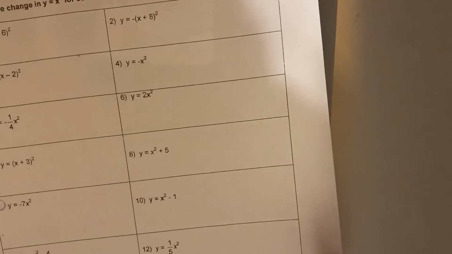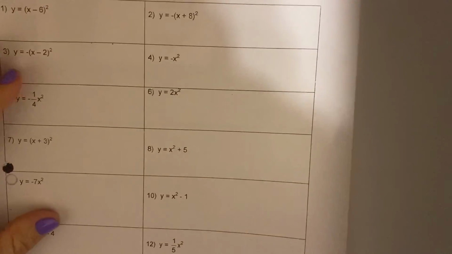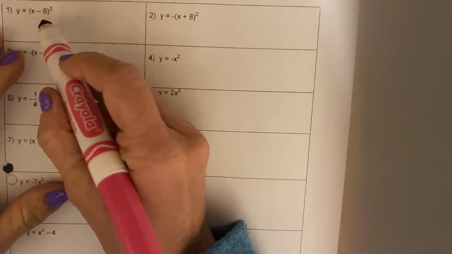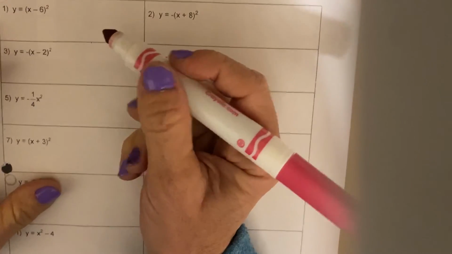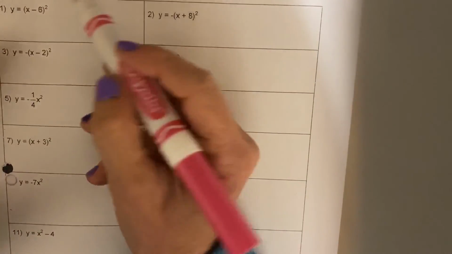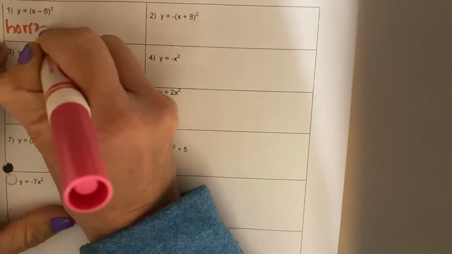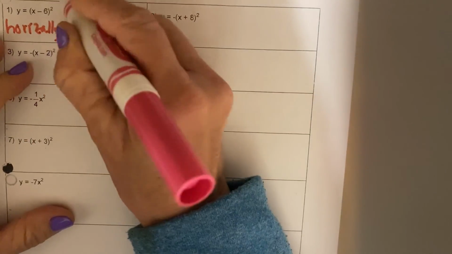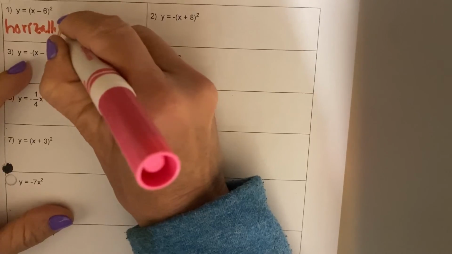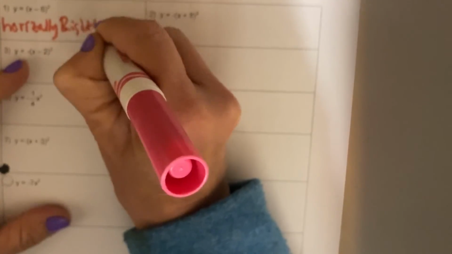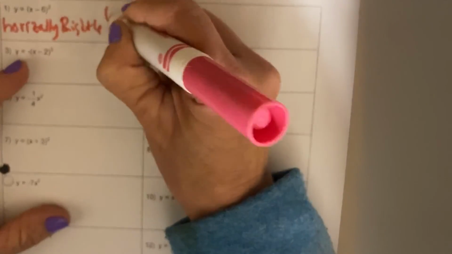All right, so for your homework, you will be picking out what is happening to the parent function. If you look at number 1, you'll see that you have these parentheses. For your parentheses, you know that you're going to have horizontal movement. So this is going to be horizontal. This moved horizontally right, 6, and that's all. And just as additional information, your vertex is at 6, 0.